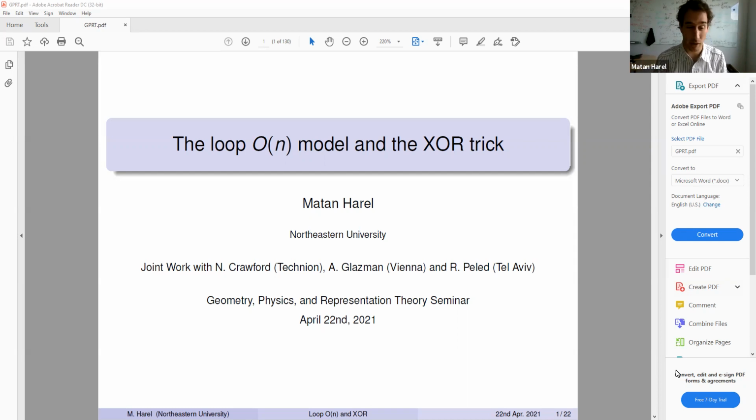This is joint work that I did with Nick Crawford at the Technion in Haifa, Sasha Glazman, who's currently in Vienna, and Ron Peled, who was my supervisor in Tel Aviv while I was a postdoc there. So without further ado, we're going to be talking about lattice models.